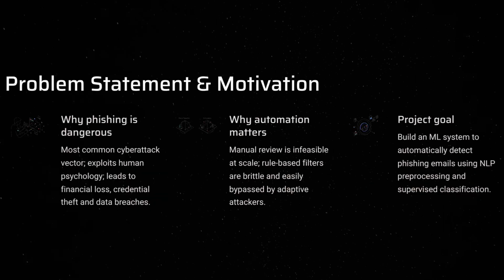Let's begin. Before we look at the solution, let's understand the problem we are solving. Phishing is a type of cyber attack where criminals send fraudulent emails pretending to be a trusted organization, your bank, your university, a delivery company, or even a government institution. The goal is to trick you into clicking a malicious link, providing your password, credit card details, or other sensitive personal information. What makes phishing so dangerous is that it doesn't exploit a technical vulnerability in a computer system. It exploits human psychology. It uses fear, urgency, and trust.